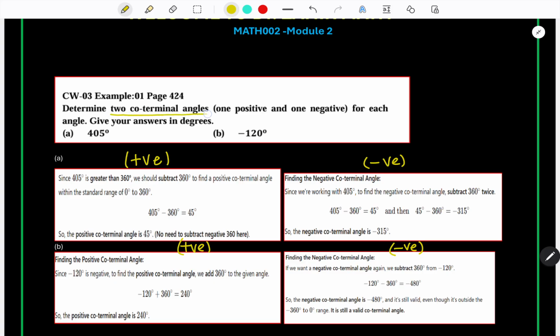Determine two coterminal angles, one positive, one negative. So you are going to give one positive answer and one negative answer for each angle. The first one is theta equals 405. This is your given angle, it means the question. What is your theta? 405. Is 405 more than 360 or less than 360? It is more than 360.